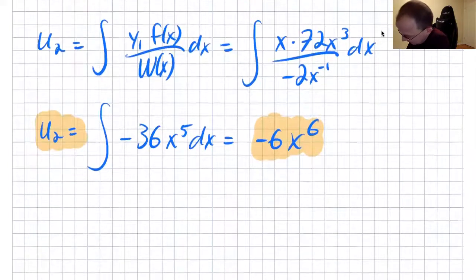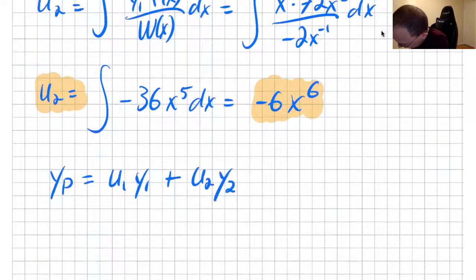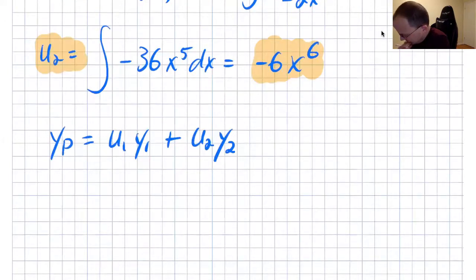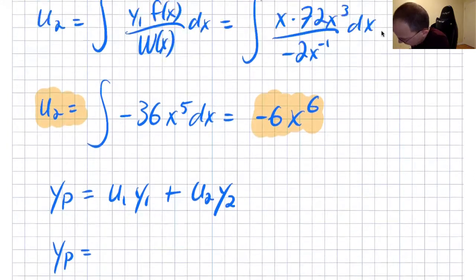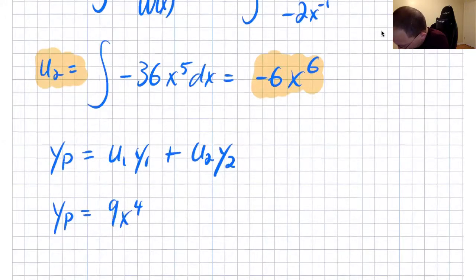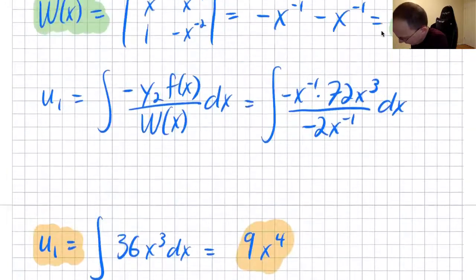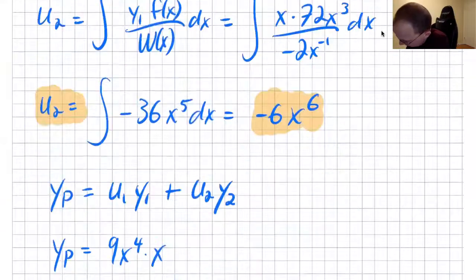And now we just write down our particular form. yp is u1 y1 plus u2 y2. Okay. So yp is u1, x to the 4th over 9. y1 was x, I think. y1 was x, yeah, okay. And then plus, actually not plus, minus.